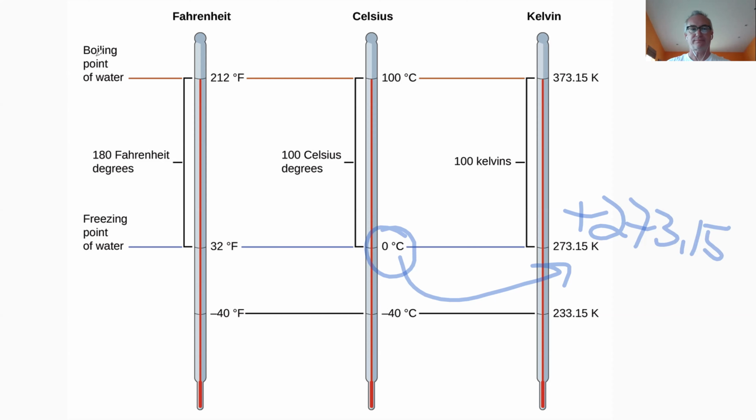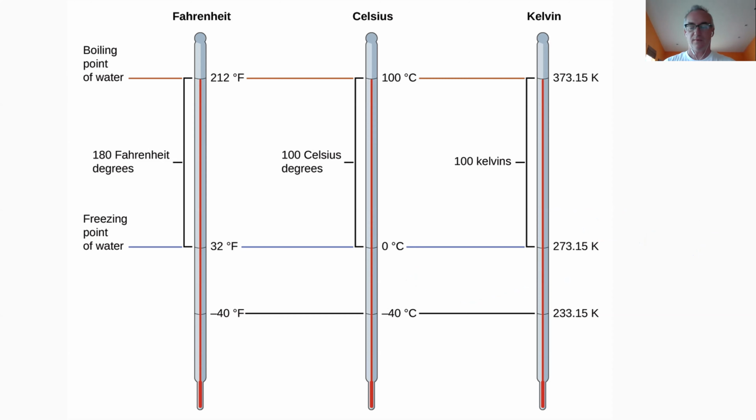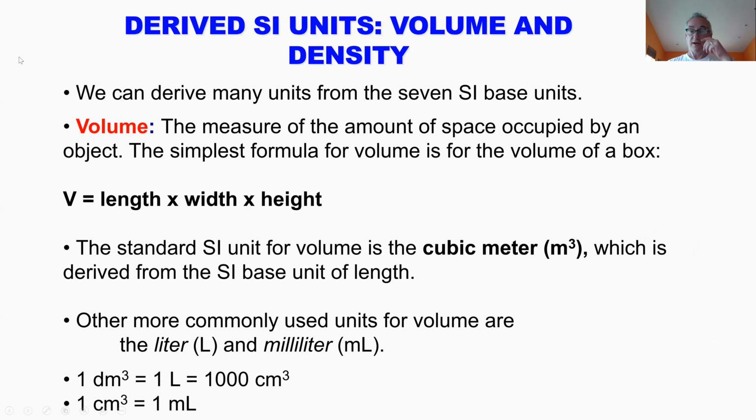273.15. Right. But obviously, if you're doing ultra cold research, it's much easier to say zero than it is minus 273.15 all the time. So that's another reason to use Kelvin in that situation. So you've been doing these calculations already. So you can derive a lot of different units.